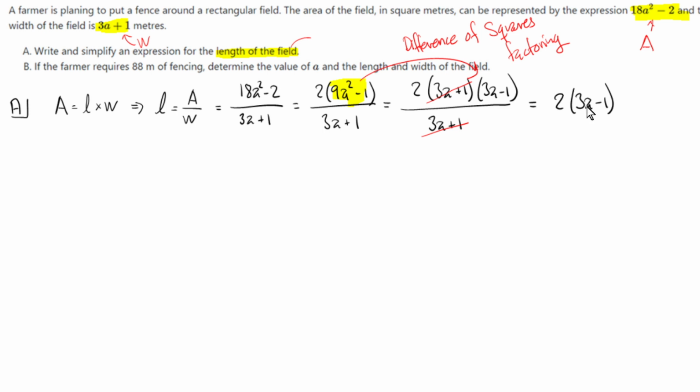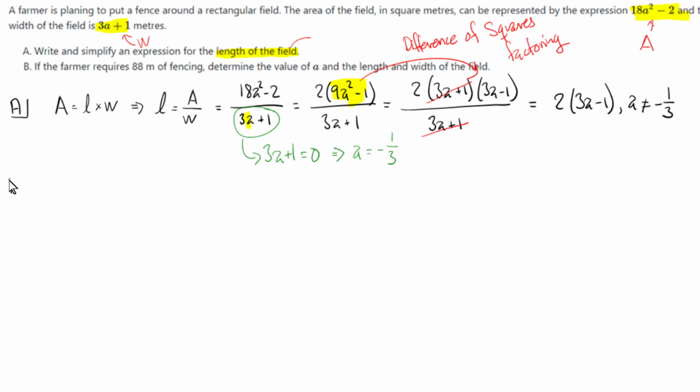Now, before we are done simplifying this expression, we also need to include the non-permissible values. Because it is a rational expression, we have a variable in the denominator. So to find the non-permissible value here, we pull out the denominator, we set it equal to 0, and we solve for a. So we subtract 1 and divide by 3. So a equals negative 1/3. So our restriction here is that a cannot equal negative 1/3.